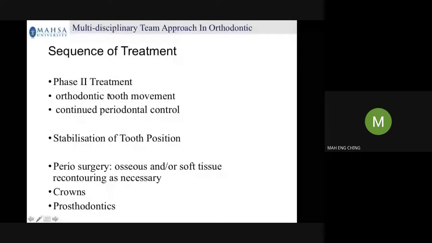So ortho, remember, orthodontic treatment or braces can only be done on a healthy tissue. If you're not healthy, don't do it, because you might extrude or exfoliate the tooth by orthodontic treatment.